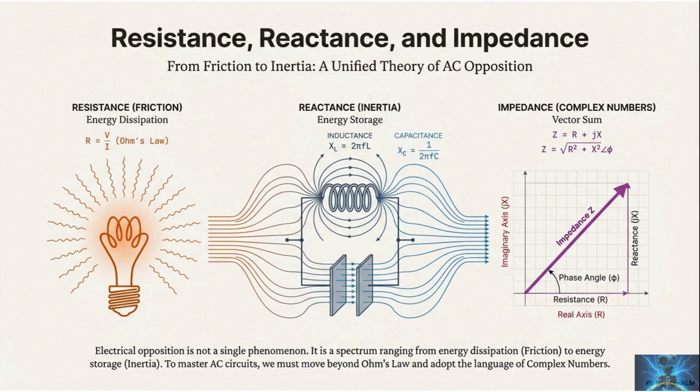Resistance, reactance, and impedance. In AC circuits, opposition to current is not just one thing. Sometimes energy is burned up as heat, and sometimes energy is stored and returned each cycle. We call the heat part resistance, and the storage part reactance. When you combine both, you get impedance, which is the total opposition AC current experiences.